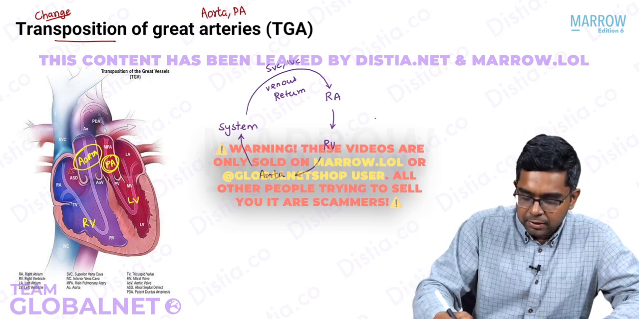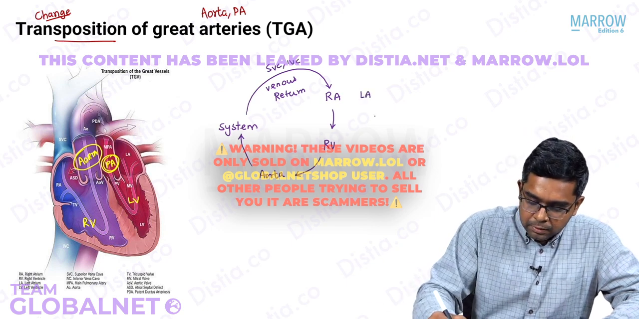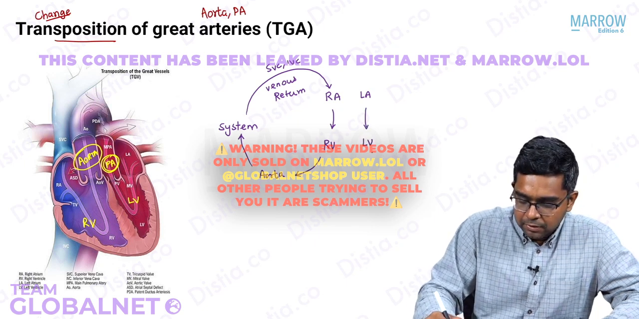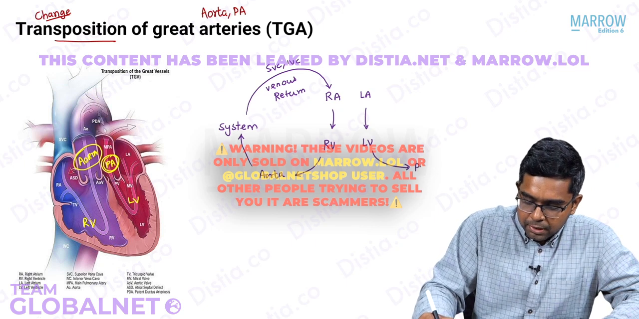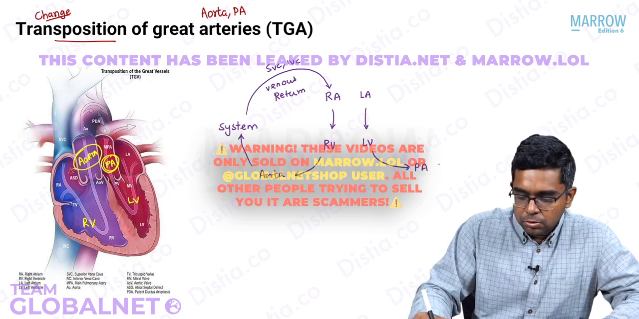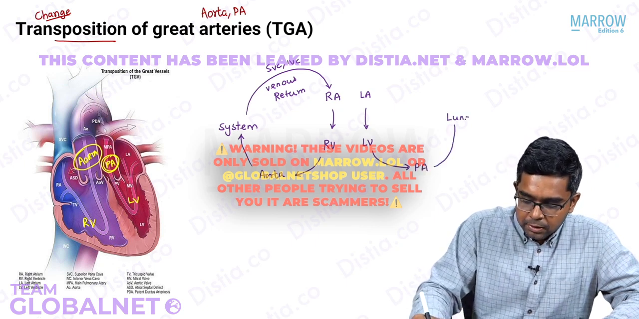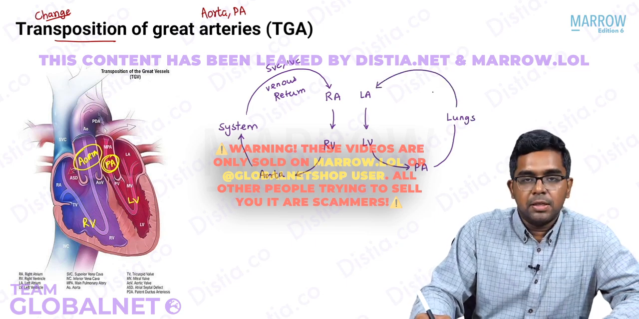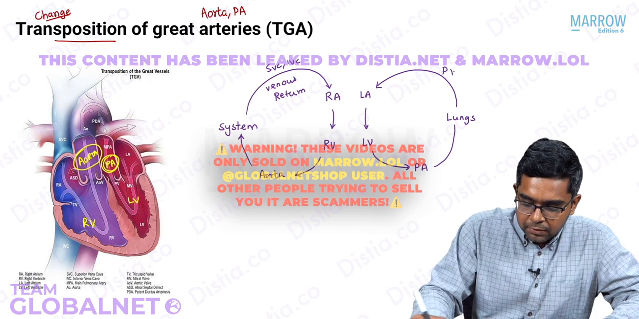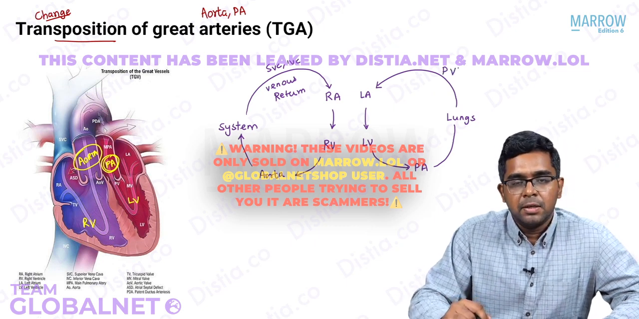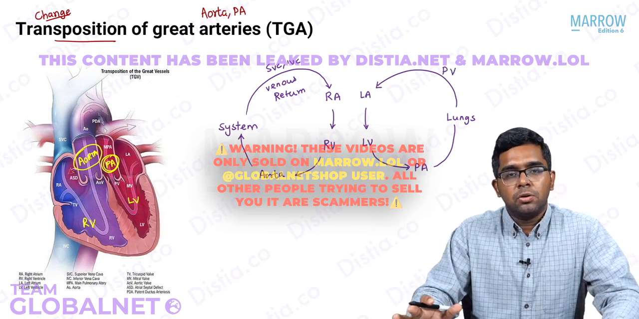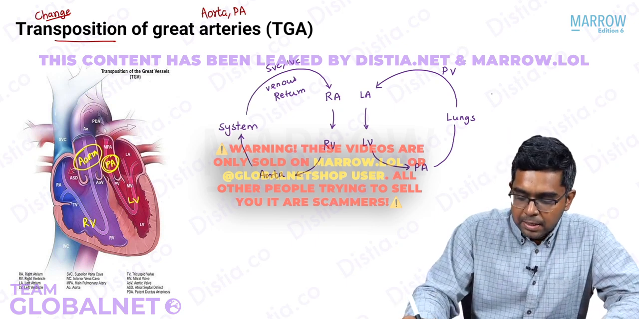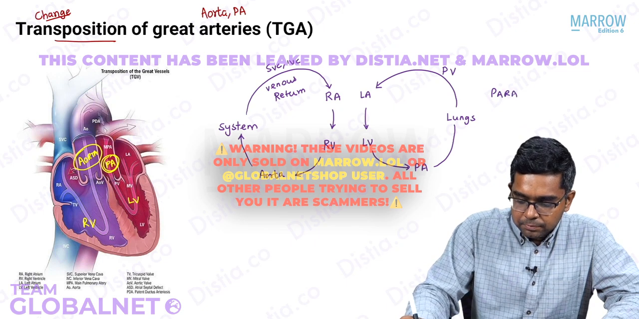What happens on the left side? There is the left atrium, blood flows into the left ventricle. In this condition, from the left ventricle, what is arising? The pulmonary artery is arising, which goes to the lung, and again, from the lungs, the venous circulation comes to the left atrium via the PV, or the pulmonary veins. Now you can see that there is no crossover between the two circulations. That is why it is called parallel circulation.